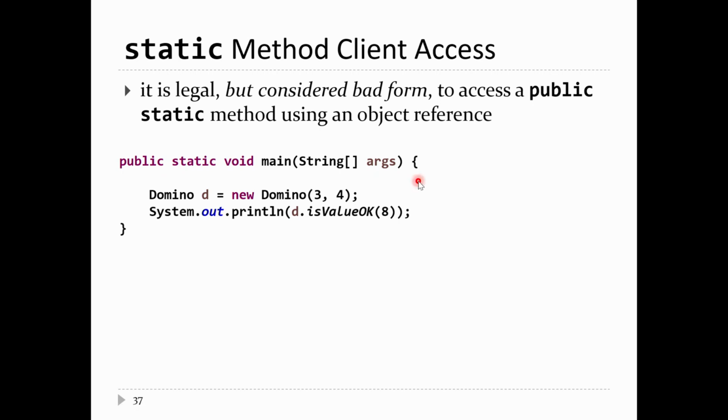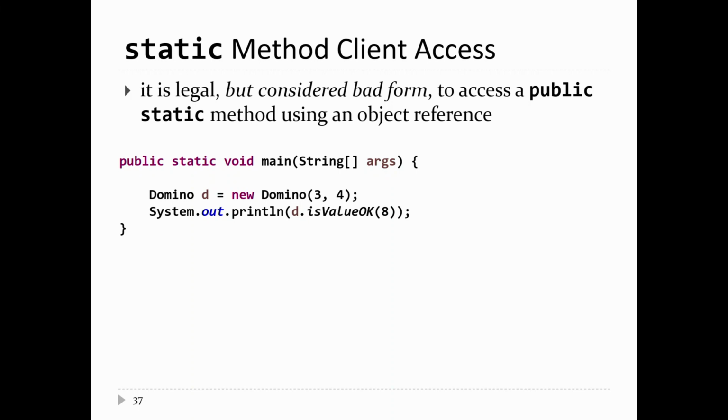This example also makes it pretty obvious why this method can be static. We made a domino object here, but why do we need this domino object to test if the value 8 is okay or not? It doesn't make any sense. Okay, so static fields, static methods. There are no static constructors, so never write static in front of a constructor. That doesn't make any sense.